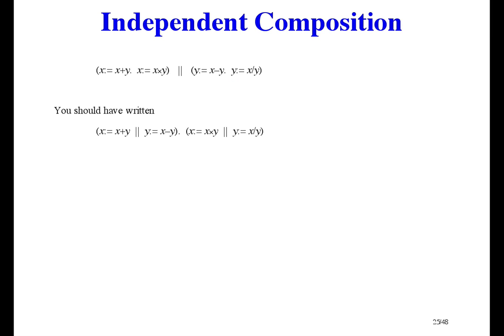Here's what you should have written. First, there's a parallel composition of two assignments. And then, sequentially after that, there's another parallel composition. The need for shared memory and synchronization within processes was just a symptom of writing the wrong program.